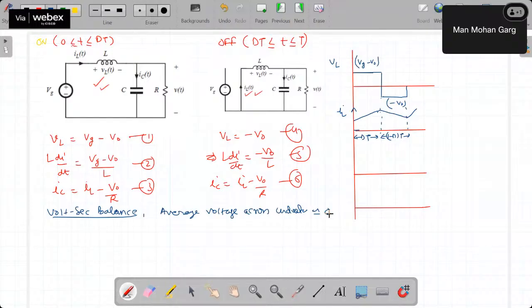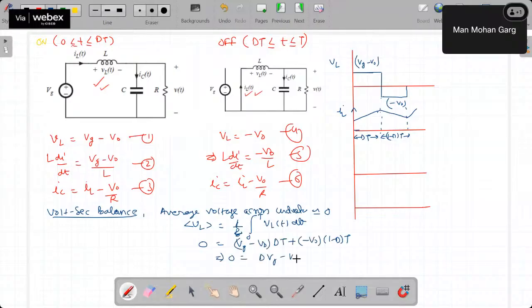So if I take from this to this, it becomes Vg minus V naught into dT plus minus V naught into 1 minus dT. If you simplify this, T will cancel out, so dVg minus V naught d minus V naught, so it becomes V naught. So from here V naught equals d into Vg. So this is the output voltage of this buck converter, and we know d is less than 1, so it is a step down converter, right?